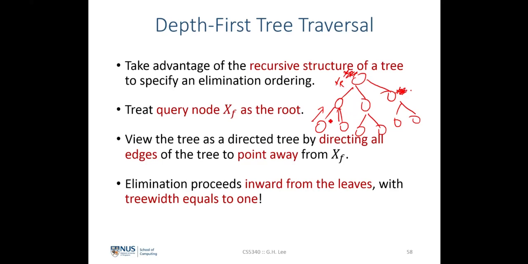And we can see that by doing so, the tree width would be equal to 1, because the largest elimination clique that we'll always get would be 2 over here, since there won't be any marrying of the parents, since every one of these nodes in the tree would only have one single parent, as we have defined earlier on.